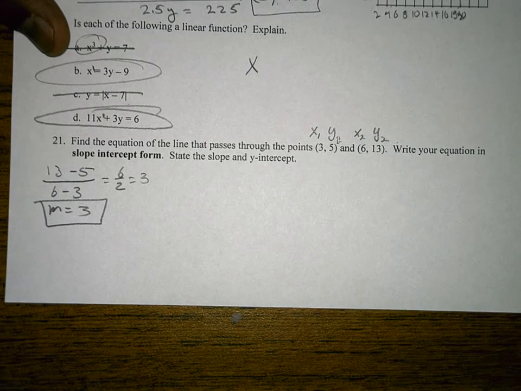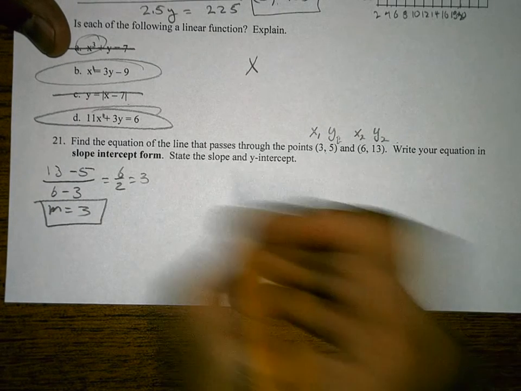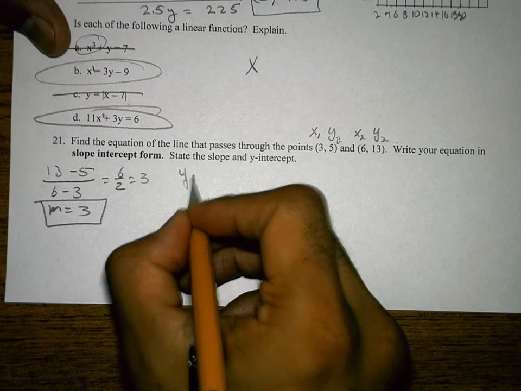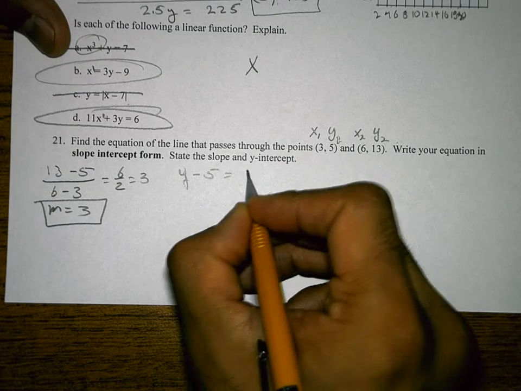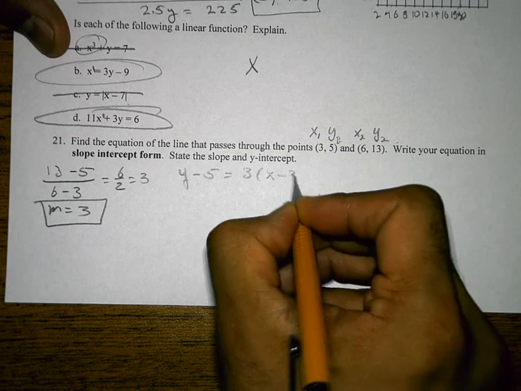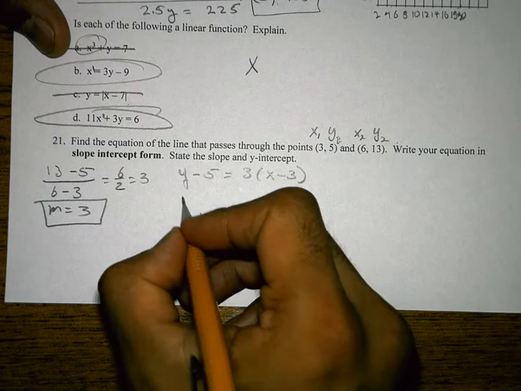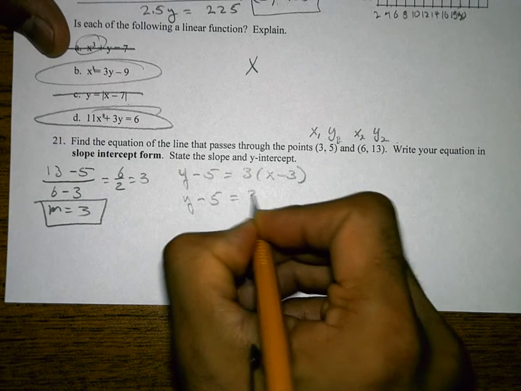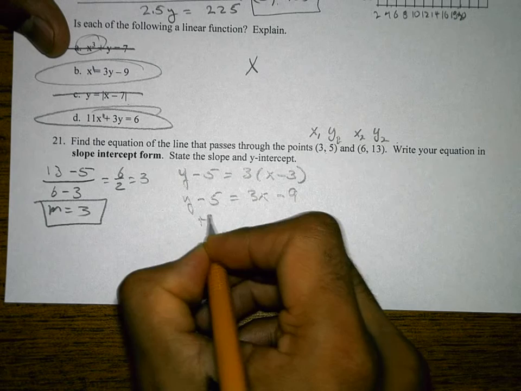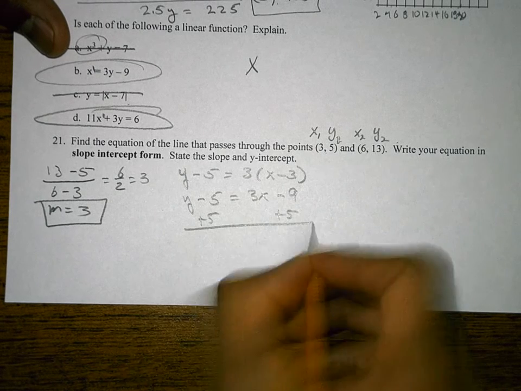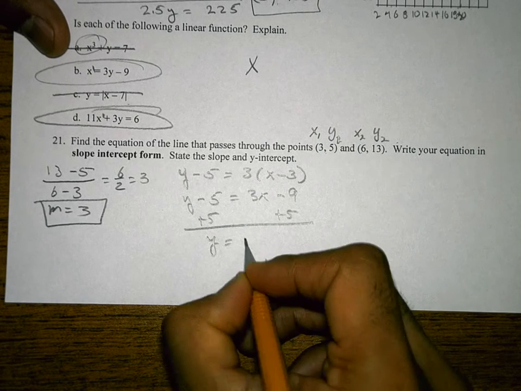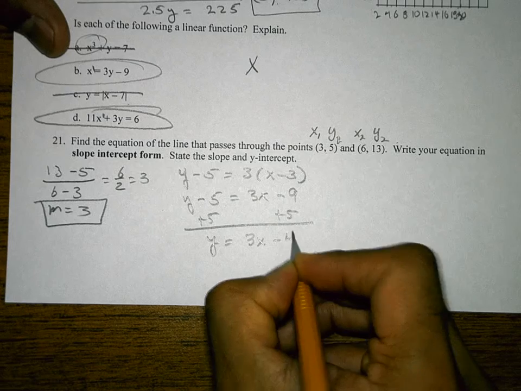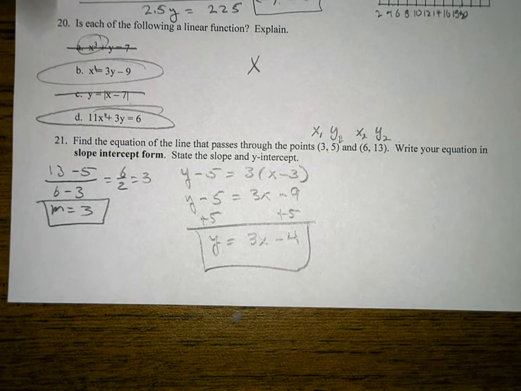And now I need to pick a point, and this one's a little smaller, so I'll pick that one. So I'm going to plug it into point-slope form. All right. I'm going to solve for y. Distribute over here. Y equals 3x minus 4. And there is my answer right there.